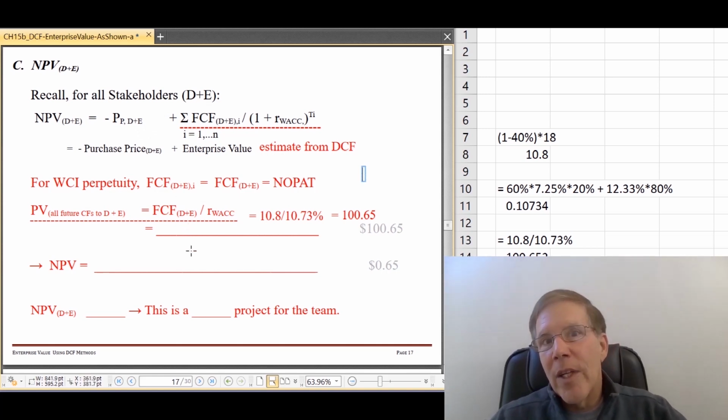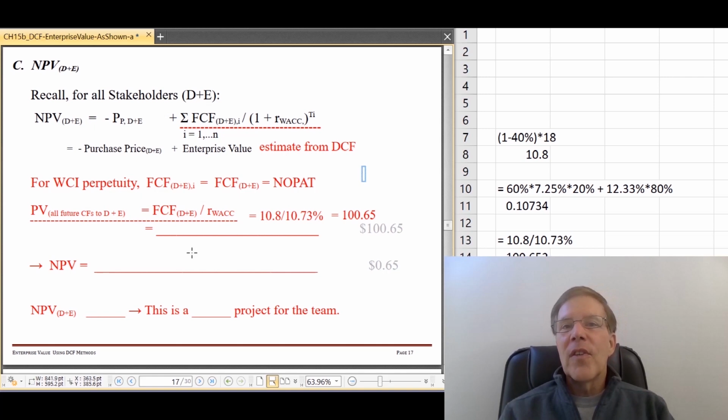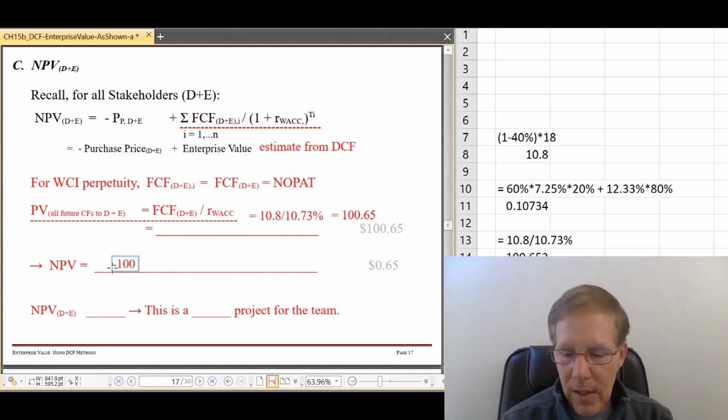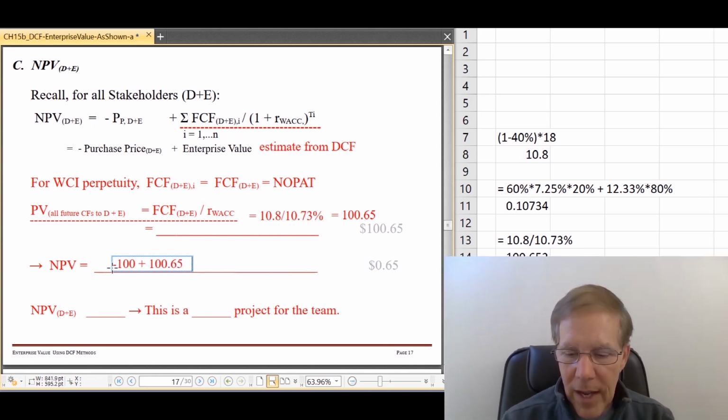Because the lender is paying 20, right? That's cash flow out from them to get the loan out the door. And the owners, the stock owners, have to put out 80. So it's a total of 100. So the NPV is equal to minus 100 plus 100.65, and I can even do that one in my head. I don't need Excel for that one, and that's equal to 0.65.